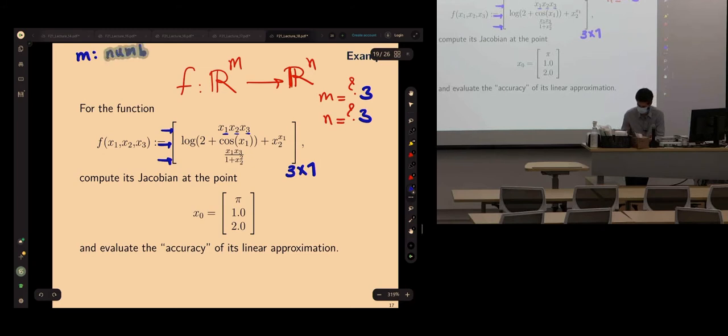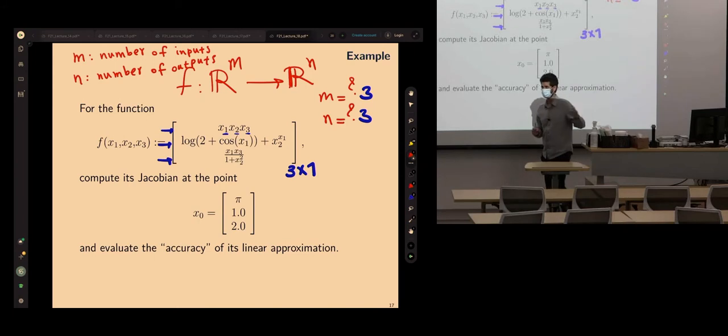M is the number of inputs. N is the number of outputs. But we put it in a vector, so the function is vector valued.